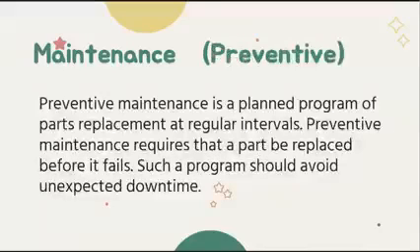It is a planned program of parts replacement at regular intervals. Preventive maintenance requires that the part should be replaced before it fails. Such a program should avoid unexpected downtime. So this one is the proper maintenance. Okay, so at specific intervals, for example, okay, one preventive maintenance by March 15 or by the 15th of every month. Okay, so by March 15, by April 15, we are going to check if there are defective parts in the machine or in the processor.